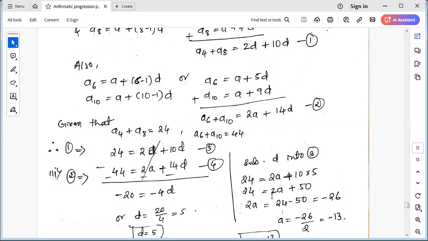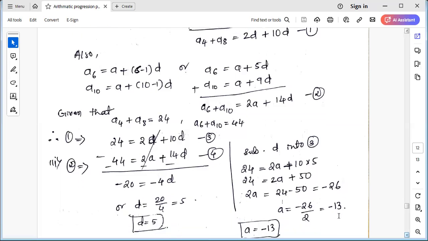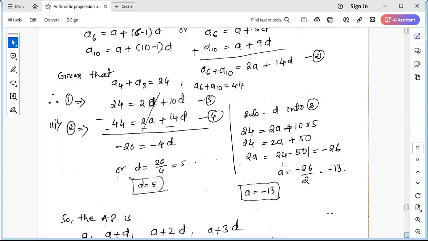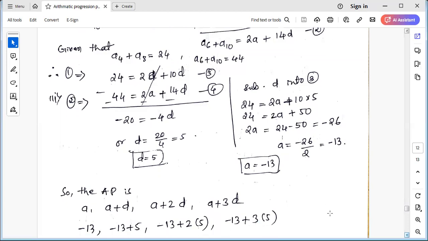Simplify for 2A. Therefore 2A is equal to, you take 50 to the other side, it becomes 24 minus 50, and 24 minus 50 is minus 26. That means 2A is equal to minus 26, or A is equal to minus 26 divided by 2. So this gives minus 13. So we got the value of A, the first term, as minus 13. And now we know D, we know the A value, we can write the terms of this given AP as like this.